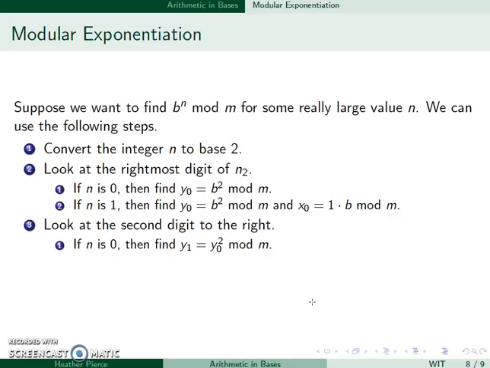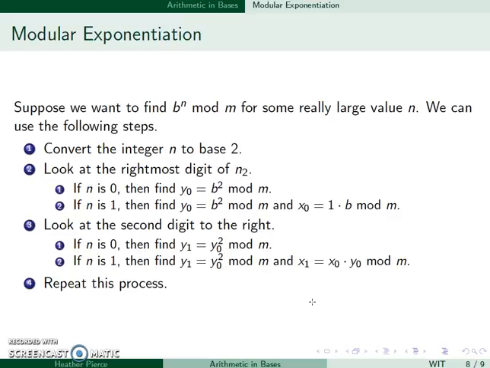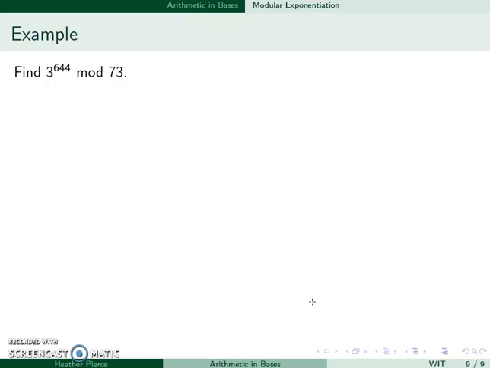I then move to the second rightmost digit. If it's 0, I'm going to square the number before. If it's a 1, I'll square the number I got in the last step, and I'll multiply what I got in the last step by what I got the last time I had a 1. And then I'll repeat this. So for example, 3 to the 644 mod 73.